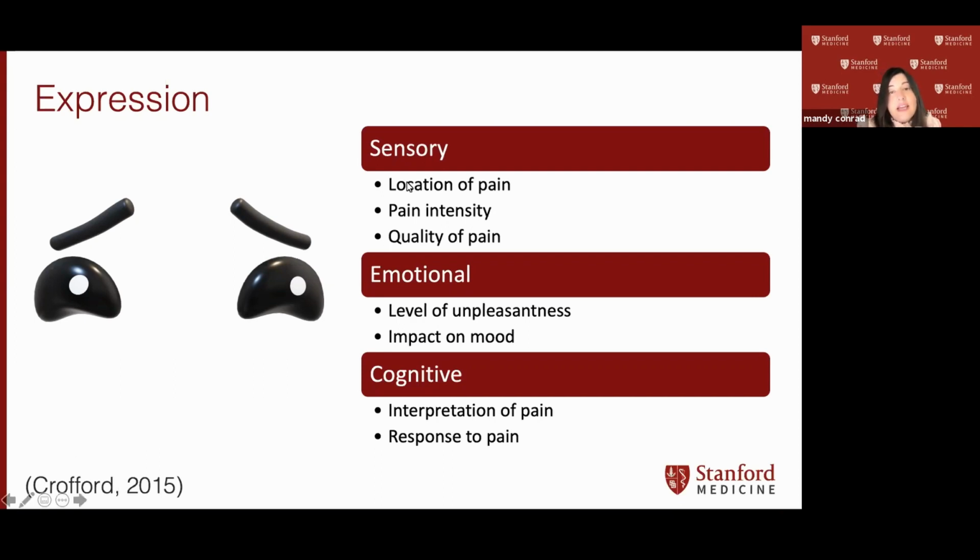But just a few things, when it comes to expressing pain, there are many different types of domains that you could consider. Sensory, like where do I feel the pain? How would I rate the pain? I know we typically use the 0 to 10 scale, and I think there's talk about expanding that a bit.